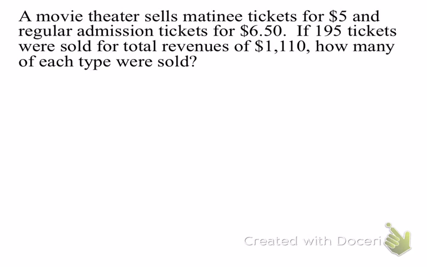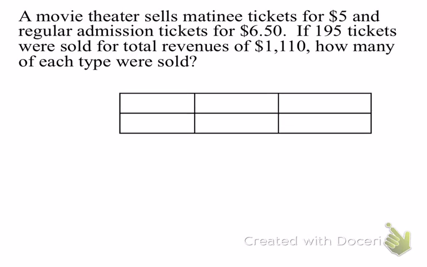This one here, movie tickets, same thing. Okay, I'm making my box. What size box are you going to make? 3 by 3, right. So I make my box. Movie theater sells matinee tickets for $5 and regular admission for $6.50.